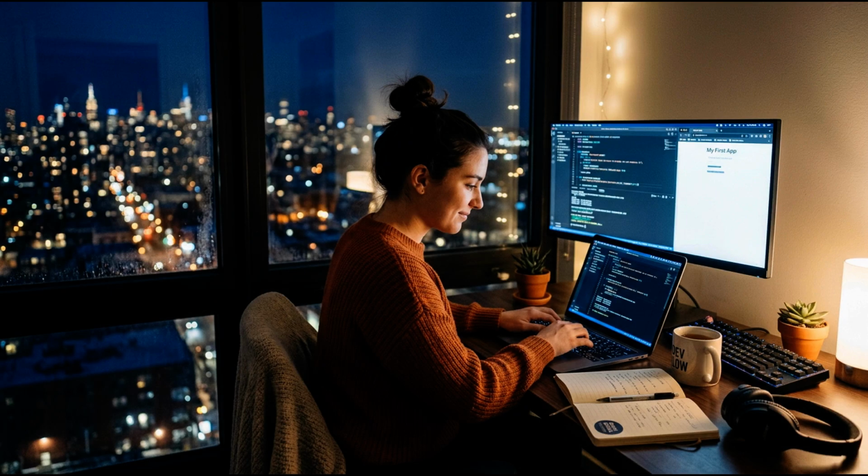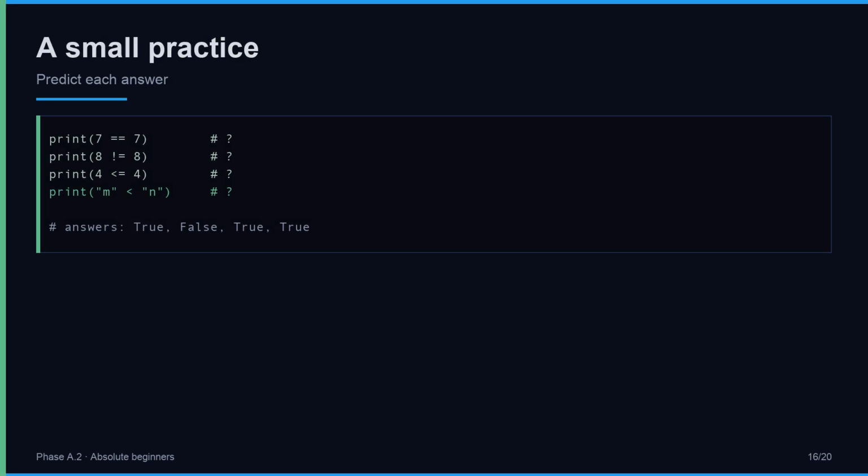Comparison is not only for numbers. Text can be compared too, and the rule is surprisingly familiar. Words order themselves just as they do in a dictionary. So the same operators that rank numbers can rank names, sort titles, and decide which word comes first on a page.